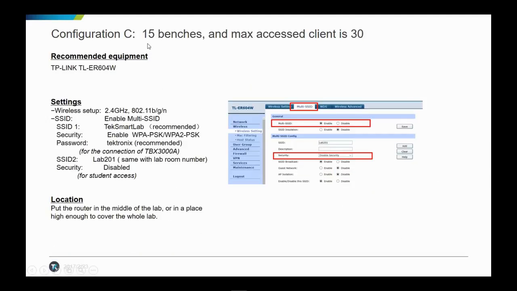Configuration C. There are 15 benches in the lab, and as there is no computer on each bench, we need to set up a network which can support a total of 30 clients. Recommended equipment is the wireless TP-Link router. We need to set 2 SSIDs. SSID 1 is used for the connection of the TBX3000A on each bench. It's recommended to enable the security. SSID 2 is for students' access, so security is not required to be enabled.